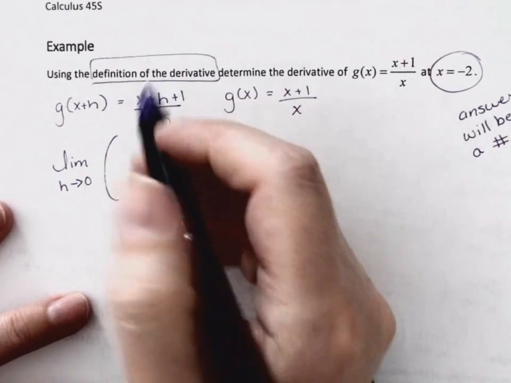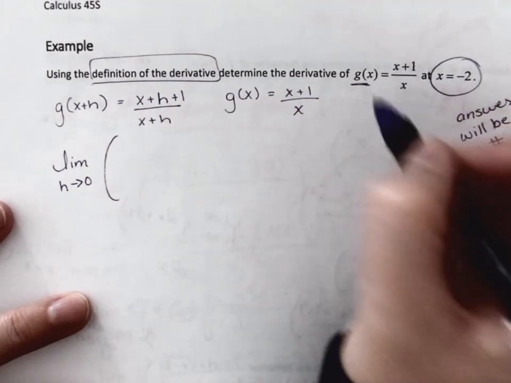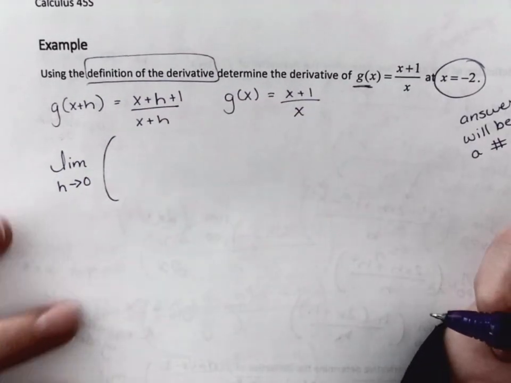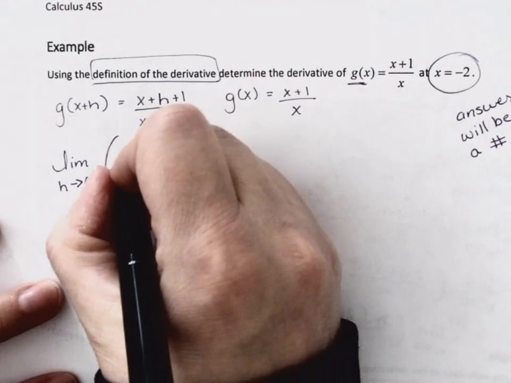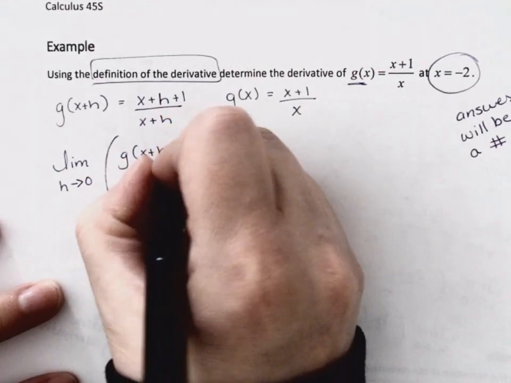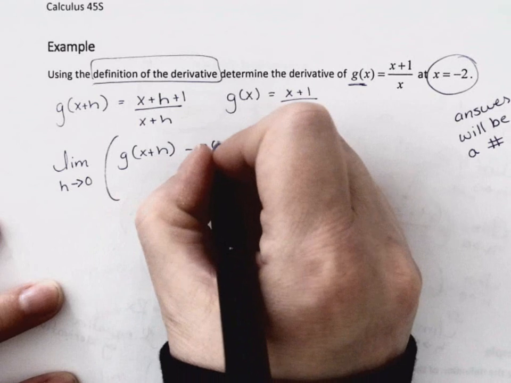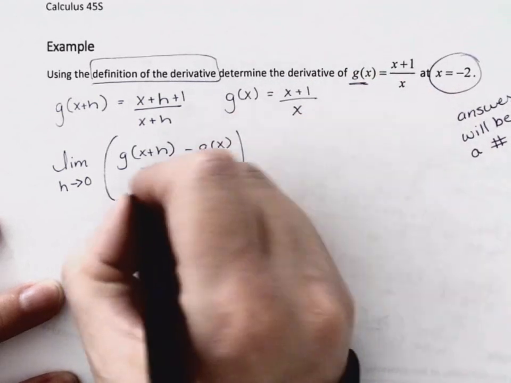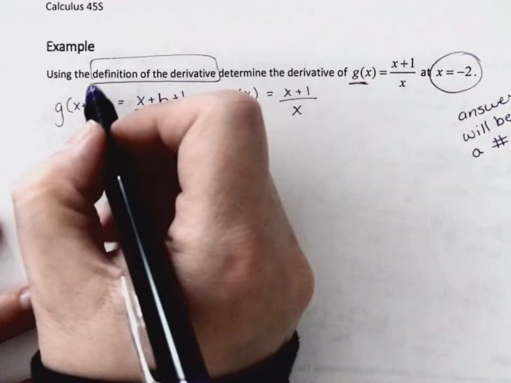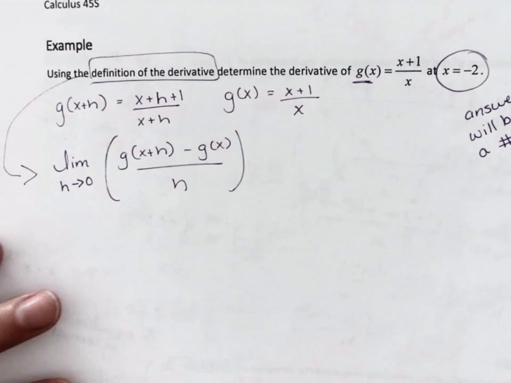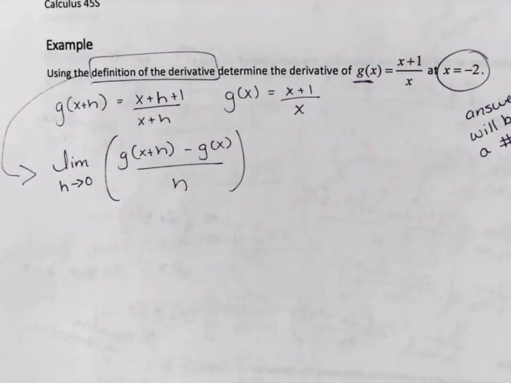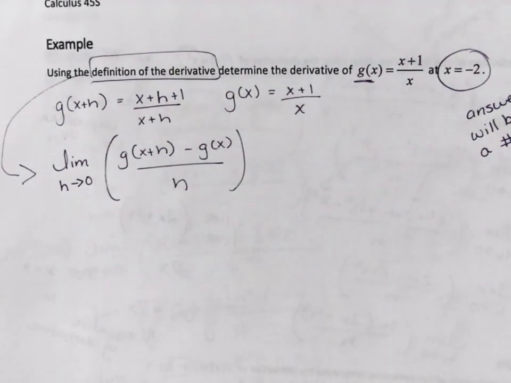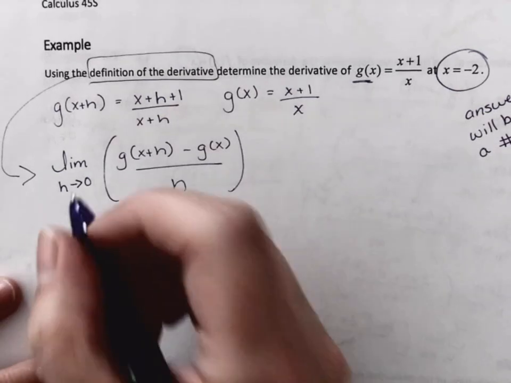Now this one, usually it's f of x, but my function's name is g of x this time, so I've got to adjust it. So it's going to be g of x plus h minus g of x, all over h. That is the derivative definition. Anytime you see the definition of the derivative, that's what I'm looking for you to do.